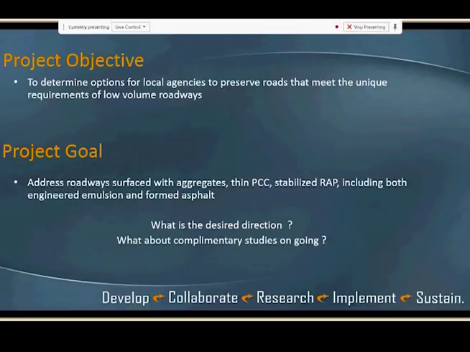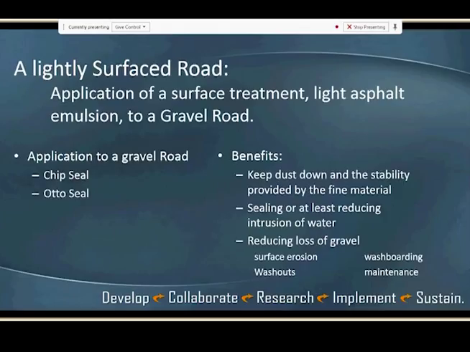So what's the desired direction? I think that has yet to be established, and are there any complementary studies ongoing that would parallel this that we could piggyback on? So how I've defined it, at least at this point, is the application of a surface treatment. So going back to those thin surface treatments on a gravel road. And that could be a chip seal or an auto seal that you mentioned before, Paul.